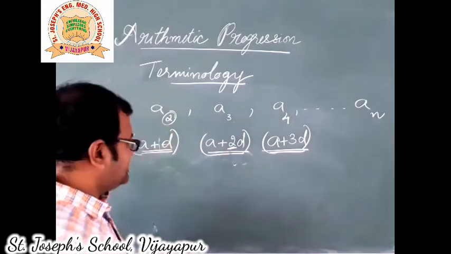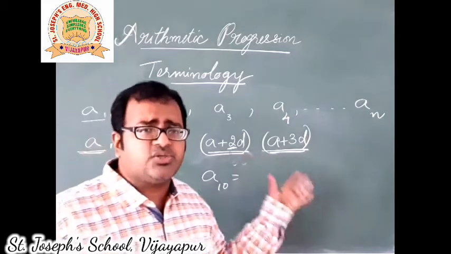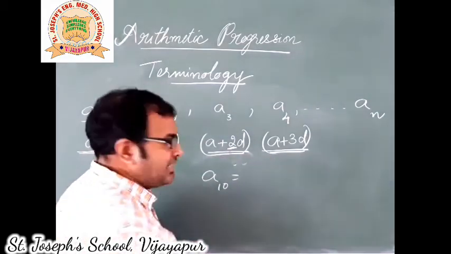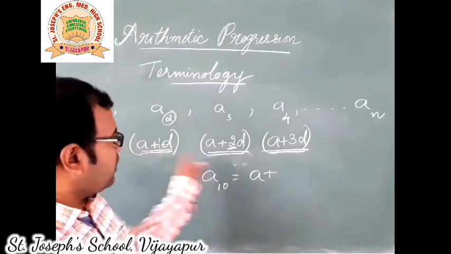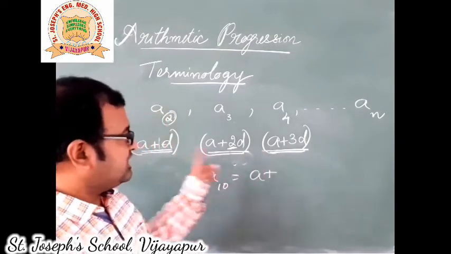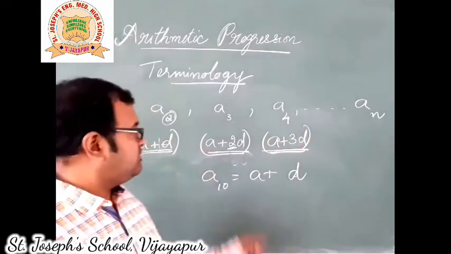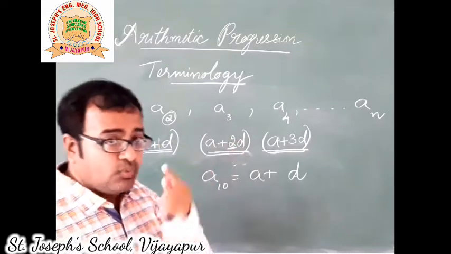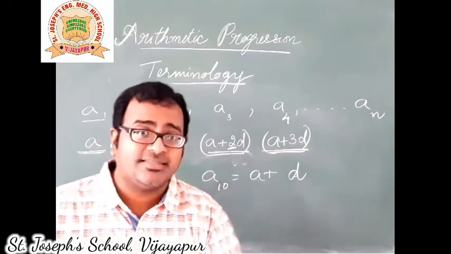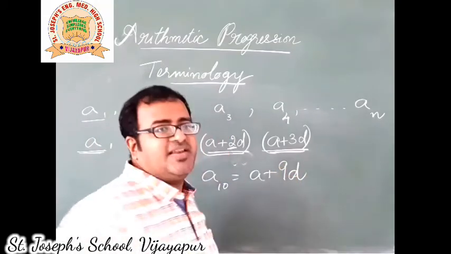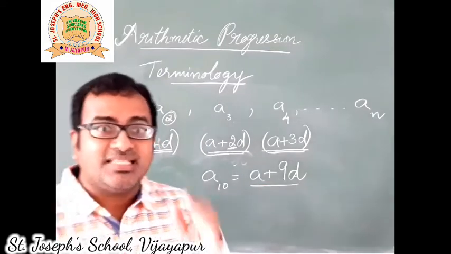So can you guess what is A10? Pause the video and try to write the general form of A10. What is that? So I write A plus because all of them are A plus. Then of course there is D, so I will like to write D. How many D's? That depends. It is 3 here, it's 2, 1 less. 4, 1 less. That means it's 10 here, 1 less. That is 9D. So A10 can be written as A plus 9D.